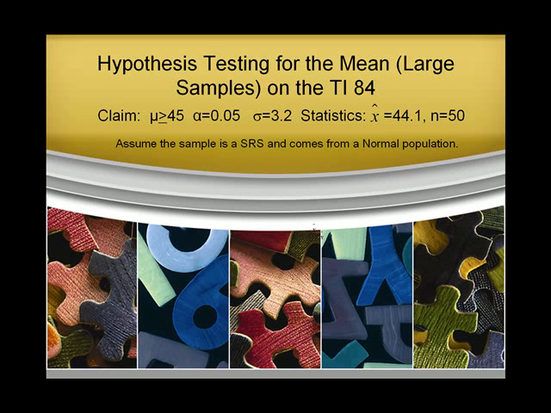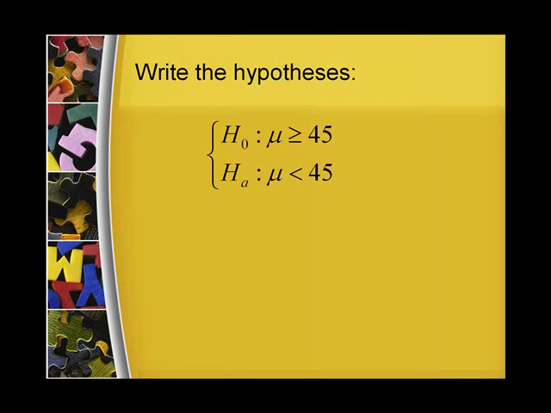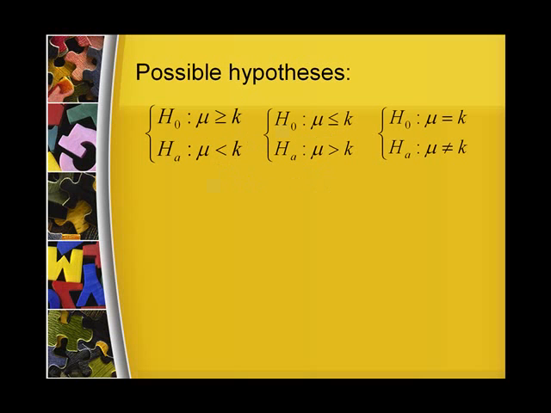We will use the p-value method for this video. First, we need to write the null and alternative hypothesis. The claim is that mu is greater than or equal to 45. Since the claim includes the statement of equality, this will be our null hypothesis. The complement, which is a statement that must be true if H naught is false, contains the statement that only includes an inequality. Therefore, for this problem, H sub a is mu is less than 45.